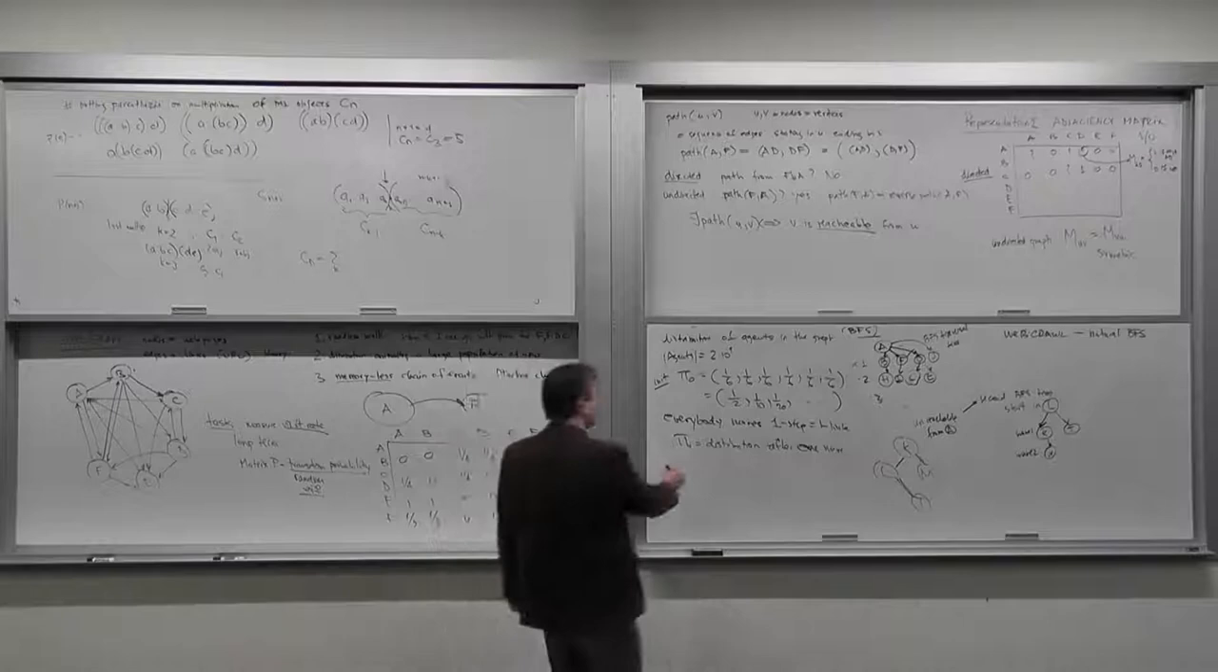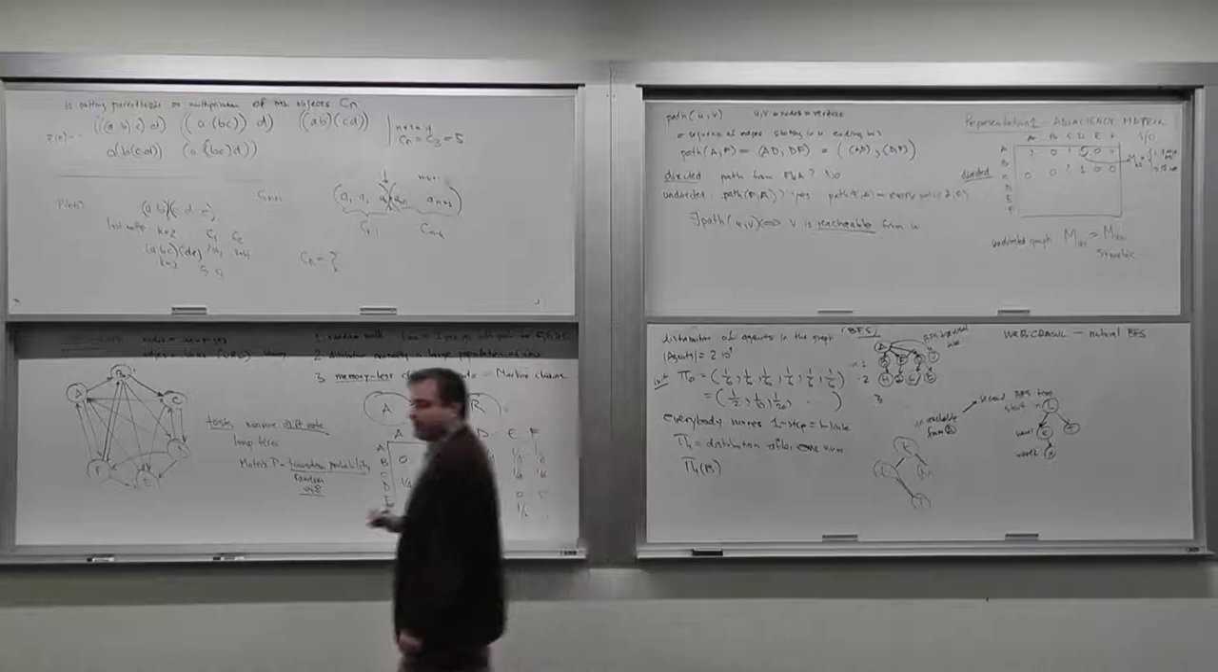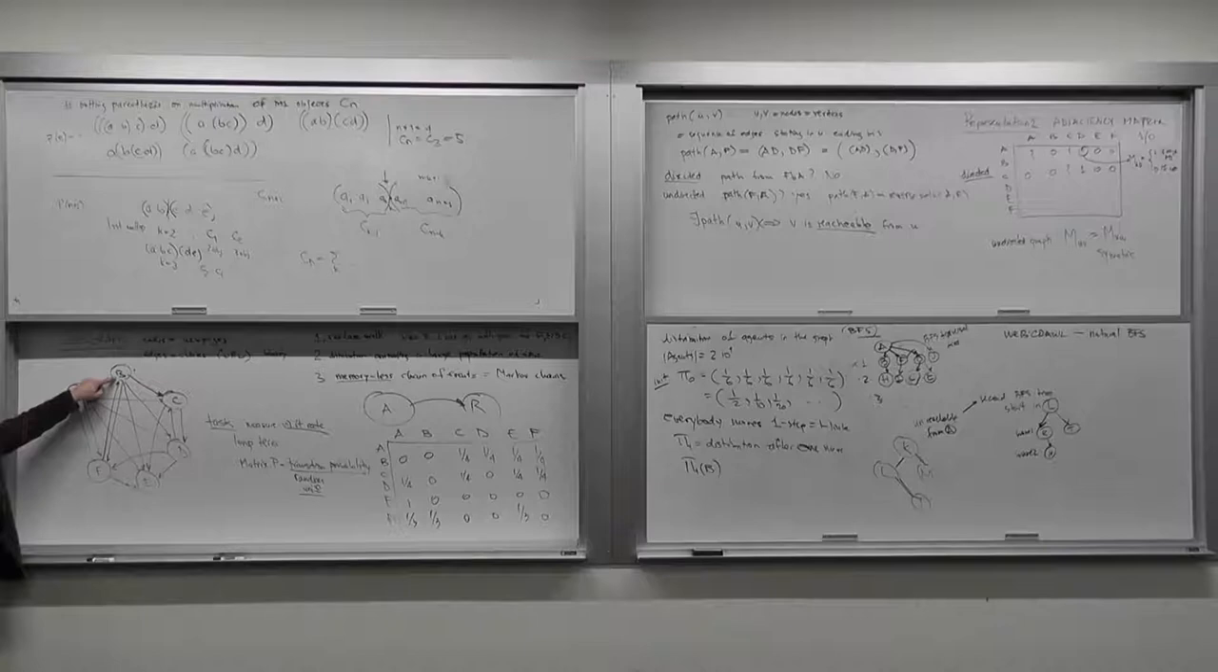So what is pi one of, say, B? How many people would be in B after one move? Who comes to B? Who can go to B? People from A. People from F. Anybody else? No. The people in B only come from A and F.